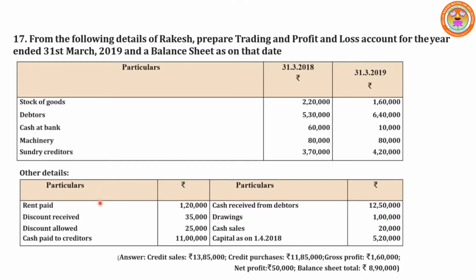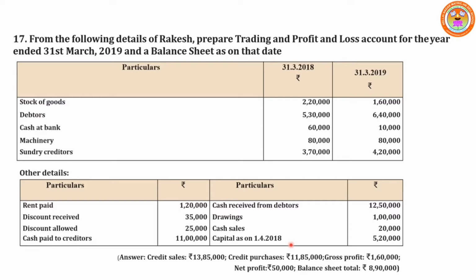Other details: rent paid, discount received, discount allowed, cash paid to creditors, cash received from debtors, drawings, cash sales, capital as on 1/4/2018, 5,20,000. So this capital denotes opening capital. So we have to prepare final accounts with the help of these details.